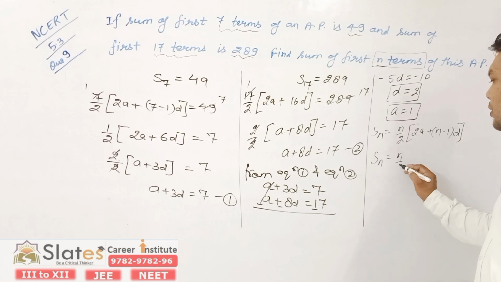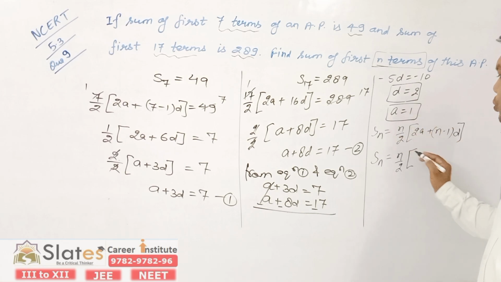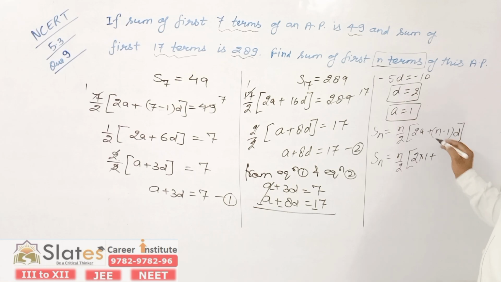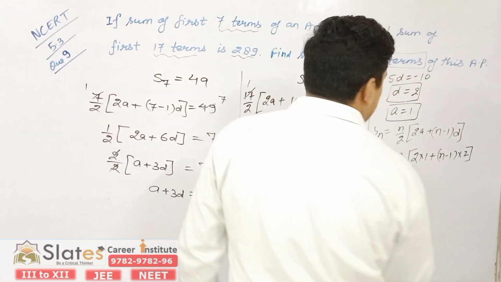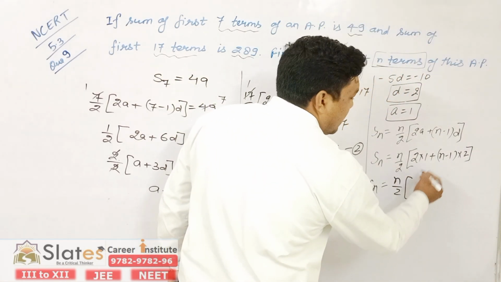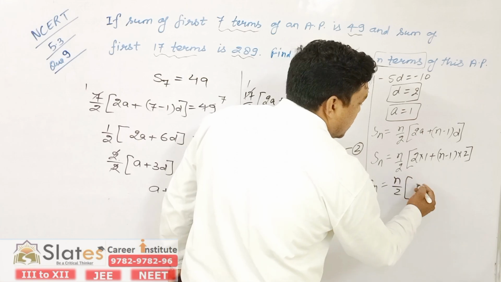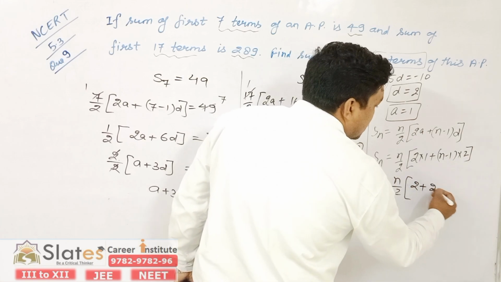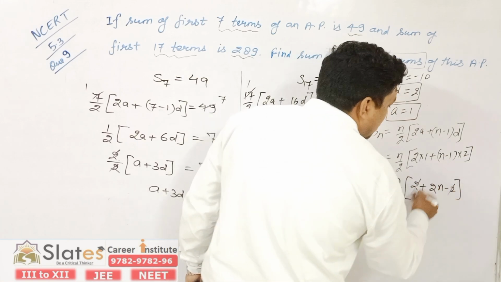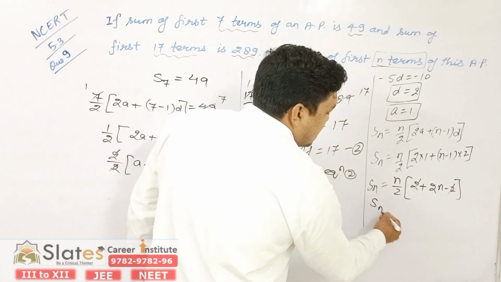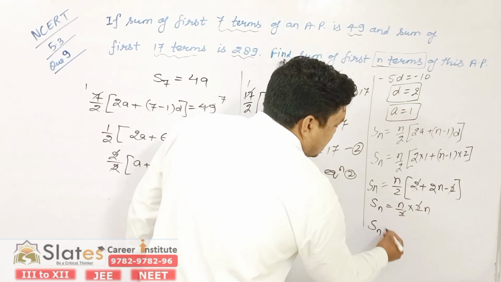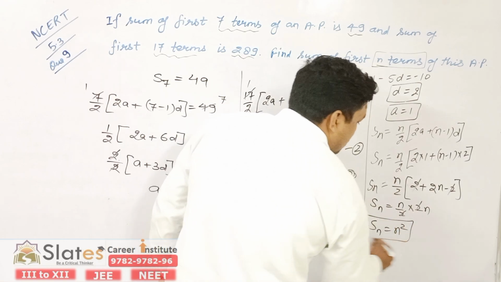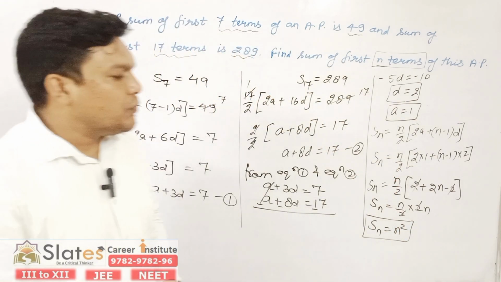Sn is equal to n upon 2 bracket 2 into a, which is 2 into 1, plus n minus 1 into 2. So Sn is equal to n upon 2 bracket 2 plus, when you multiply this, 2n minus 2. The 2 and minus 2 cancel out, so Sn is equal to n upon 2 into 2n. The 2s cancel out, so Sn is equal to n square. So what is the sum of the first n terms of this AP?